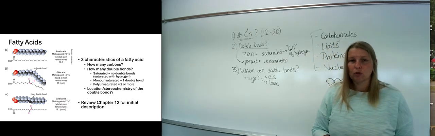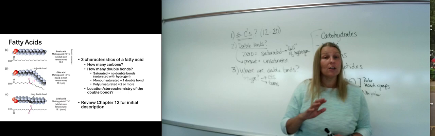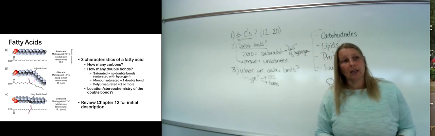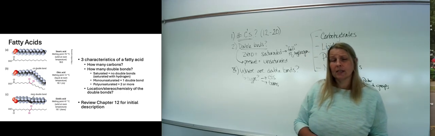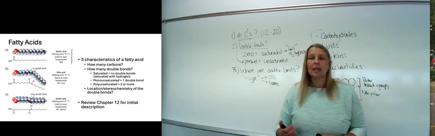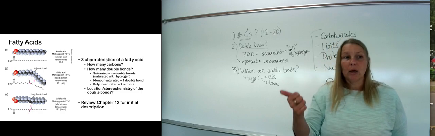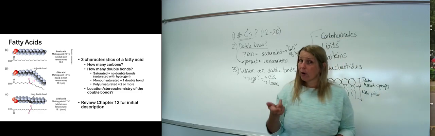There's occasionally some trans, but that's about it. We're going to look more at the nomenclature to specify the locations of those double bonds. And here's the thing. If you take a look at these characteristics, they're really important because they lead to differences in physical properties, such as, if you see in the slides here, melting point or boiling points, things like this.